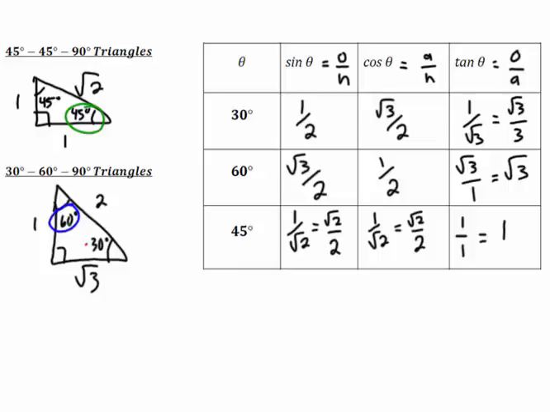The one other piece we have to remember from this, though, is that we've now moved from degrees to radians. So 30 degrees is really the same as pi over 6. 60 degrees is pi over 3, and 45 is pi over 4. So we have to remember our special triangles not only in degrees, but in radians. And that's going to become important when we do questions in radians.